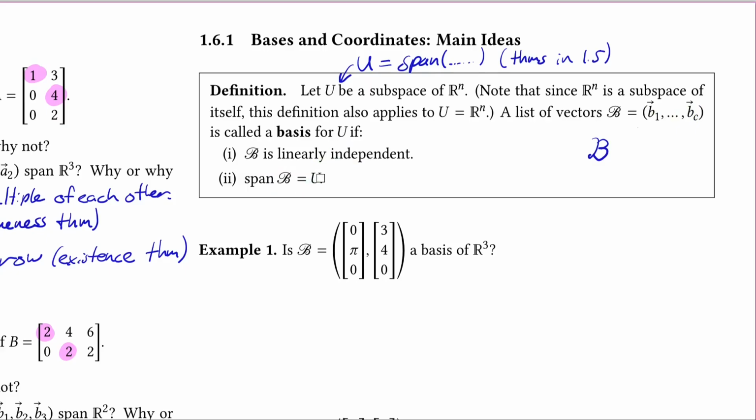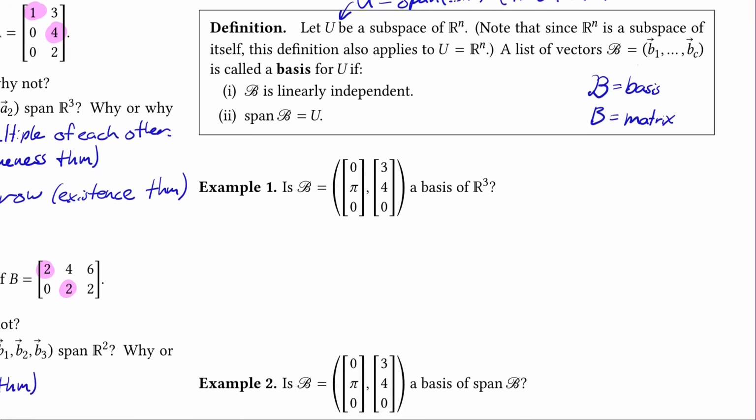By the way, we're using the fancy script B because it indicates we're talking about a basis, and just a regular capital B is usually going to be a matrix later on. And this helps tell them apart.